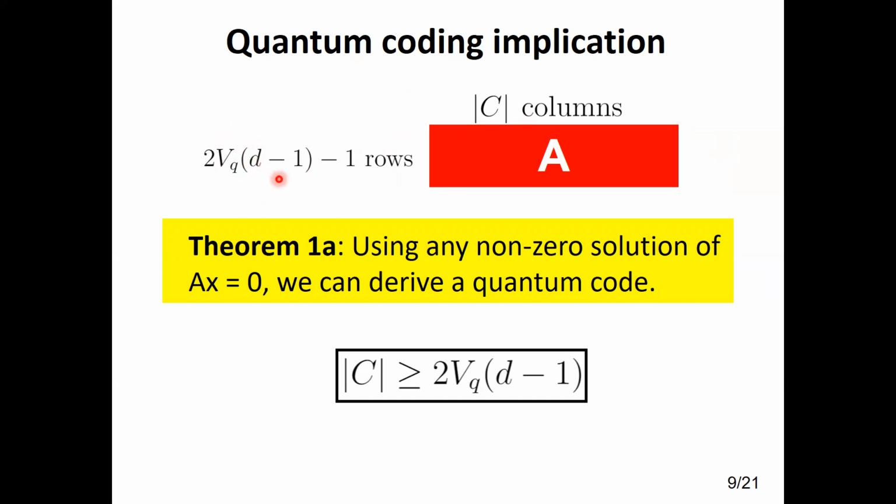And so this brings us to our first main result, which is that using any non-zero solution of this homogeneous matrix equation, we can derive a quantum code. And a simple, easy to remember formula is that as long as we have a huge number of classical code words, larger than twice the Hamming volume, then you can have a quantum code of prescribed distance d.